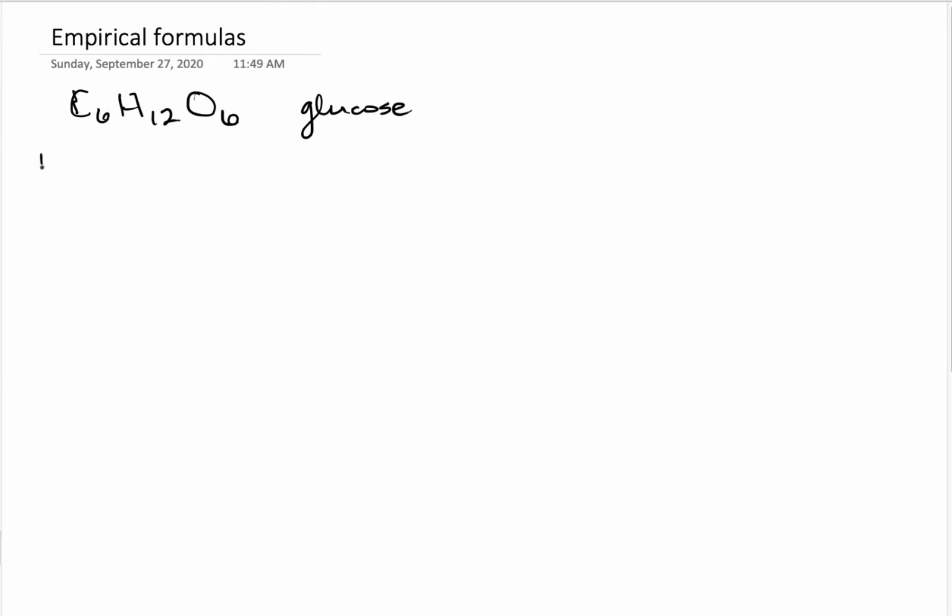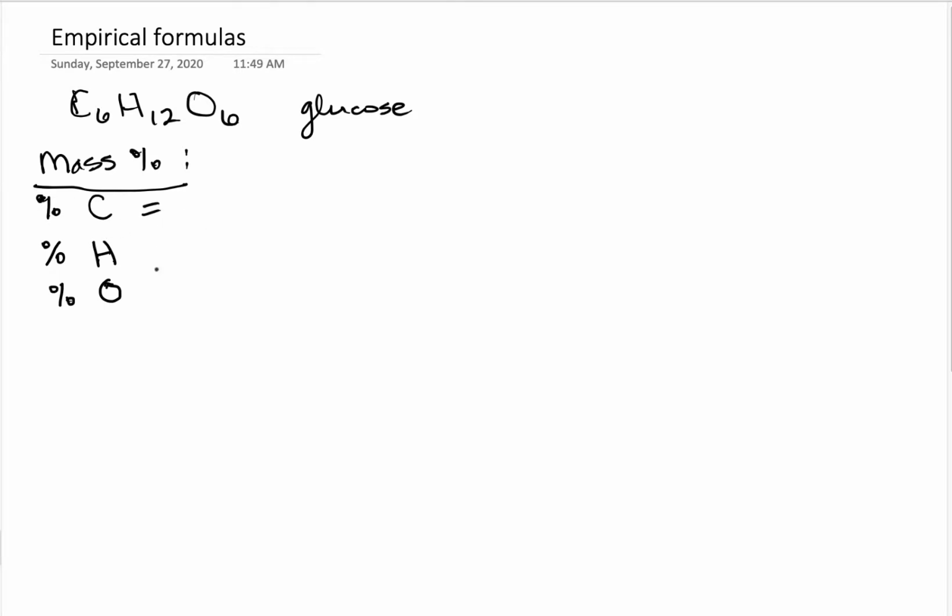So take a minute and calculate the mass percent of each of these elements. So we need the mass percent of the carbon, the hydrogen, and of the oxygen. So go ahead and pause the video and calculate that. If you need a little refresher, go back to the video where I talk about mass percent and just go ahead and watch that again first.